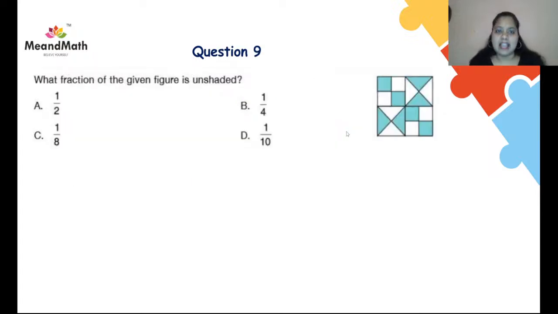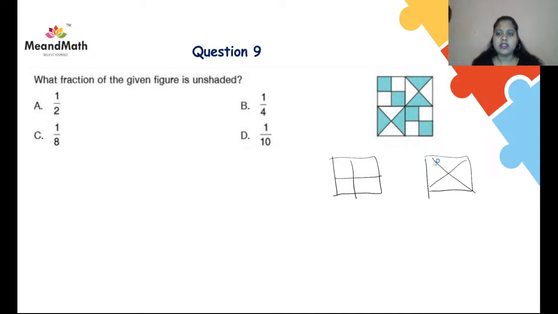Okay, question 9. What fraction of the given figure is unshaded? Now again we have to count the total number, the shaded part and then the unshaded part. Before going, you can see that there are two different kinds of pictures here. There is one box divided like this. There is another box divided like this. Now can we consider this shaded part and this shaded part as one part each? I mean, they don't look similar, right?